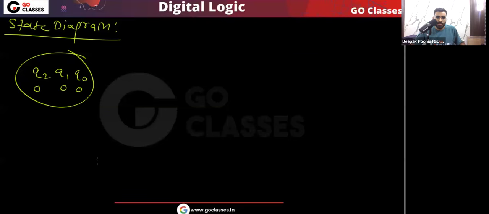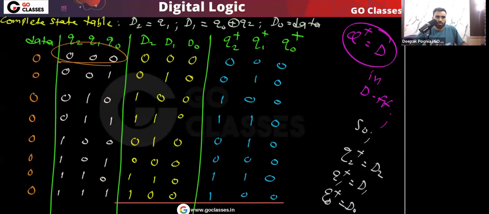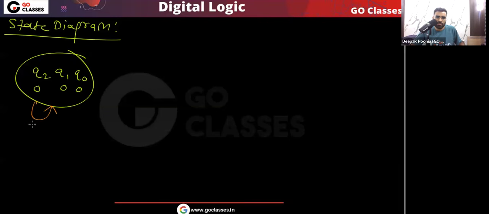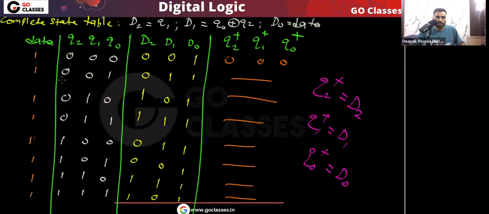So from 0 0 0, let's look at this. From 0 0 0, if the input is 0, then the next state is 0 0 0. So please understand that if the data input is 0, then we will go to 0 0 0. Otherwise, from 0 0 0, if the data input is 1, then we will go to 0 0 1.